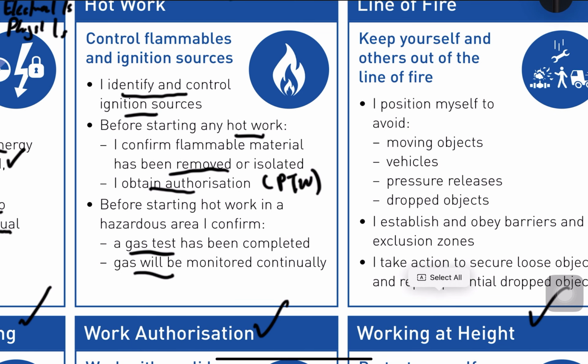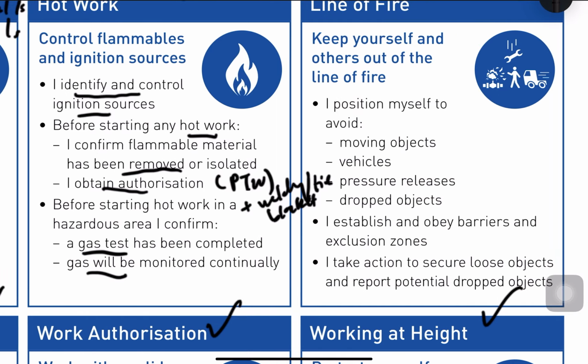You might want to add, for example, when you are performing certain hot work activity, you want to have a welding blanket, fire blanket, or anything related to managing the hot work activity surrounding the area. Alright.